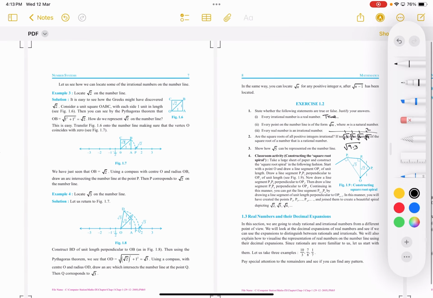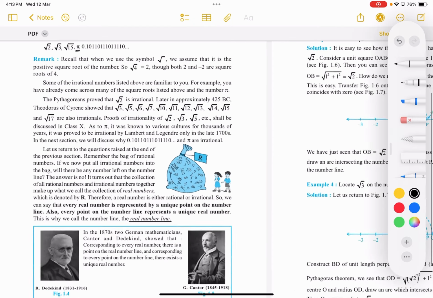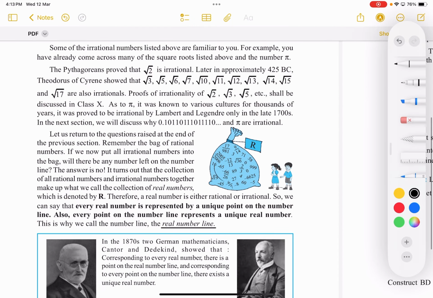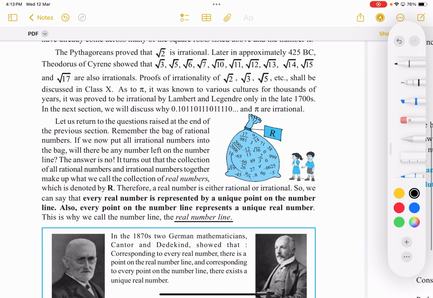Actually, we have the statement: every real number is represented by a unique point on the number line. Also, every point on the number line represents a unique real number. It is not a natural number, it is a real number. The number line is the real number line. That's what they have given.